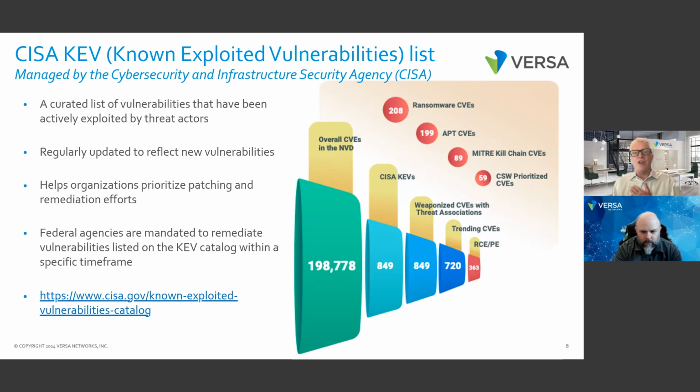One thing I wanted to share here is the CISA KEV, right? Back in the fall of 2022, CISA created a catalog called KEV. It stands for Known Exploited Vulnerabilities. And why did they need to do this?